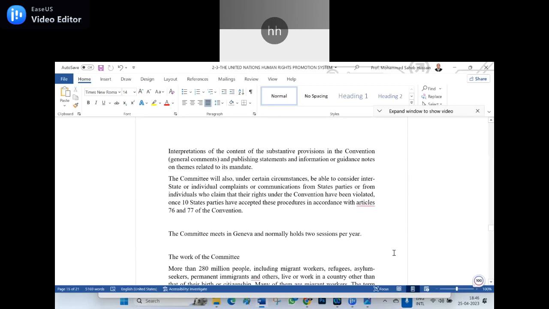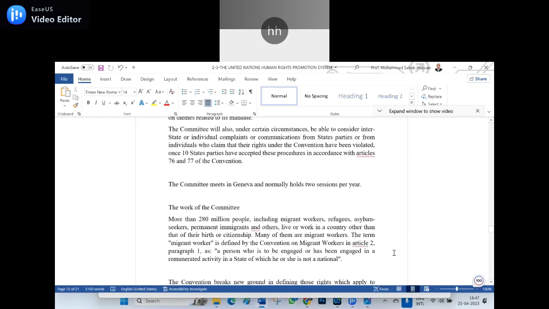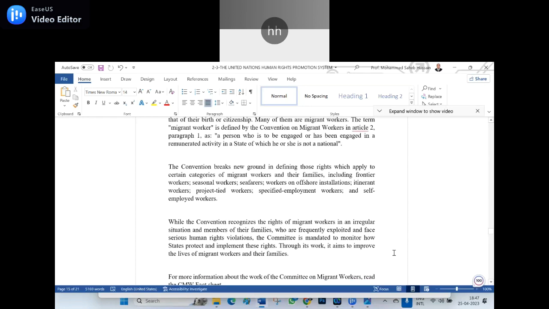The committee meets in Geneva, normally 2 sessions per year, because this migration committee is treaty-based. And the committee's work concerns more than 280 million people, including migrant workers, refugees, asylum seekers, permanent immigrants and others who live and work in the country. The term migrant worker is defined in Article 2 of the Convention on Migrant Workers: a person who is to be engaged, is engaged, or has been engaged in a remunerated activity in a state of which he or she is not a national. Such a person is called a migrant.